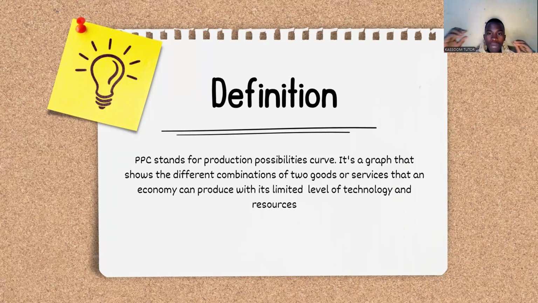The PPC also shows scarcity of resources, okay? So you have limited resources against unlimited wants. And you're producing two goods. We assume you only produce two goods. You have limited resources and technology.